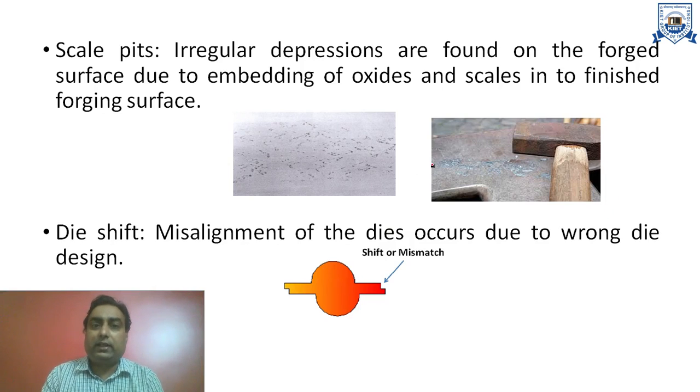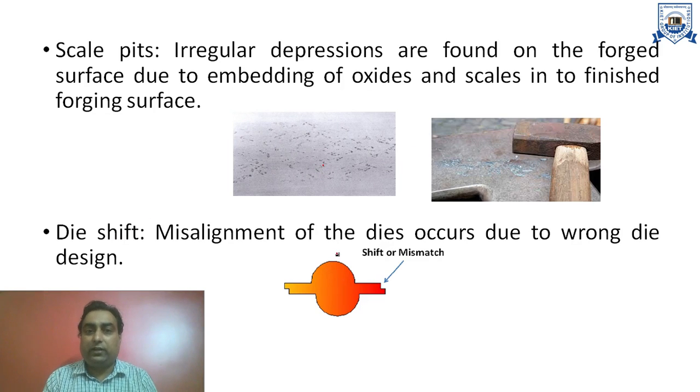Next defect is scale pits. Scale pits are obtained whenever you are utilizing one die for making certain jobs. The scales and burnt layers are left inside the die surface, and when further jobs are processed in the forging, these types of scale or impurities will get embedded into the job surface, due to which small irregular depressions are formed, and these are called scale pits.